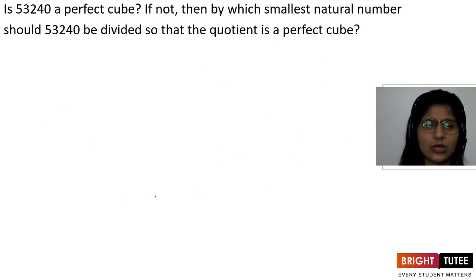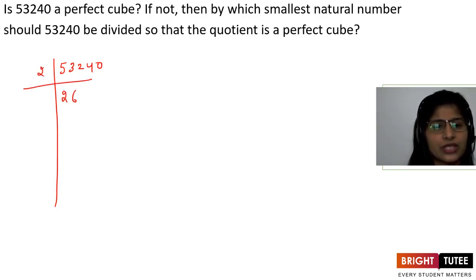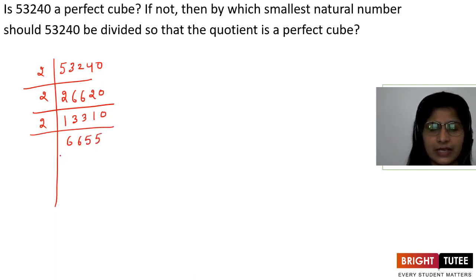In this case also, first of all, we have to check whether 53,240 is a perfect cube or not. So let's check 53,240. Starting with 2. 2 twos are 4. 2 sixes are 12. 2 sixes are 12. 2 twos are 4 and 0. Now again with 2. 2 ones are 2, 2 threes are 6, 2 threes are 6, 2 ones are 2, 0. Now again with 2, 2 sixes are 12, 2 sixes are 12, 2 fives are 10, 2 fives are 10. Now it is not divisible by 2. Is it divisible by 3? It is not.